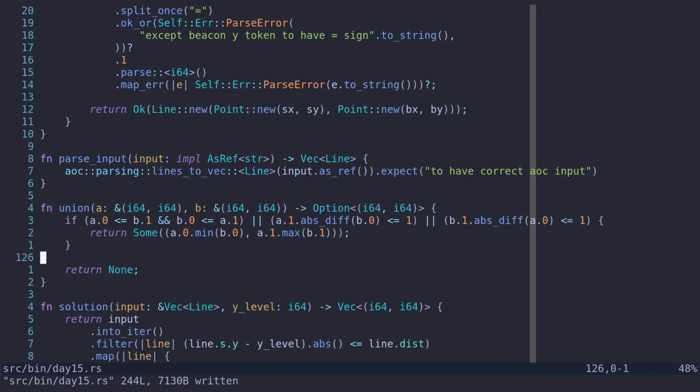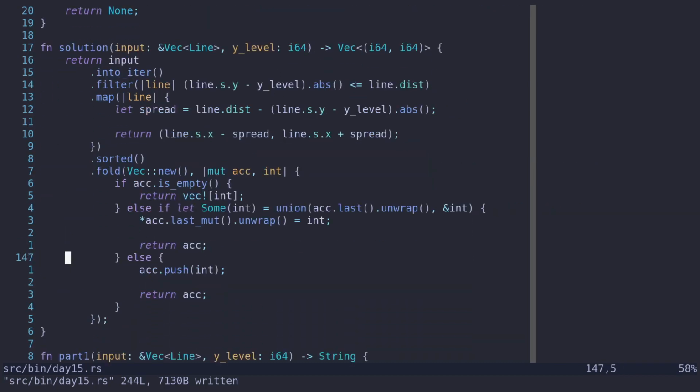Then this solution function, which I used for both parts, basically it takes as input the lines, like the sensors, and I guess the sensors is the only thing that's important for the solution, and it also takes the y level for which we want to compute the intervals.